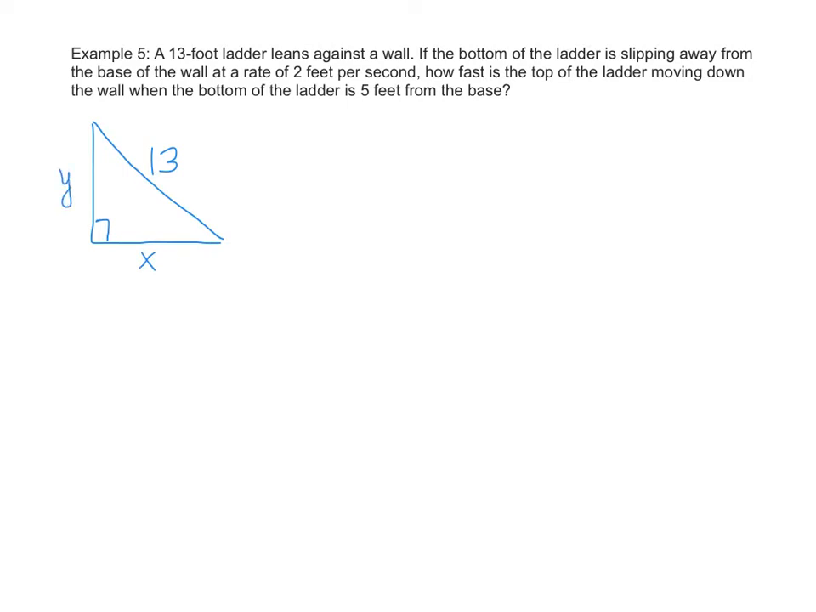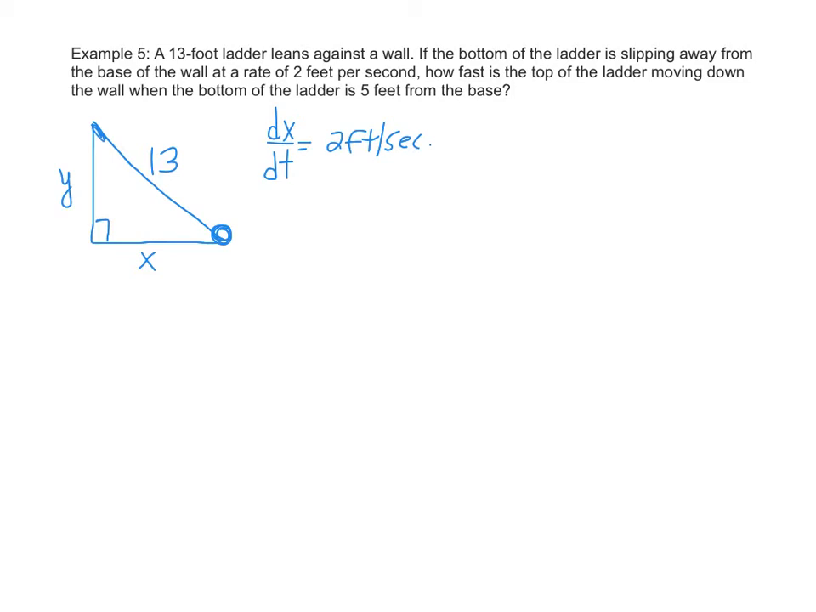So the bottom of the ladder, so here's the bottom of the ladder, okay? It's slipping away from the bottom or the base of the wall at a rate of 2 feet per second. So that's describing dx/dt. Okay, so it's increasing because it's getting further and further away from the wall. So visualize this ladder slipping away. Okay, now as it slips away, the top of the ladder, so right here at the top of the ladder, that will be slipping down the wall. Okay, so the ladder will be coming down.